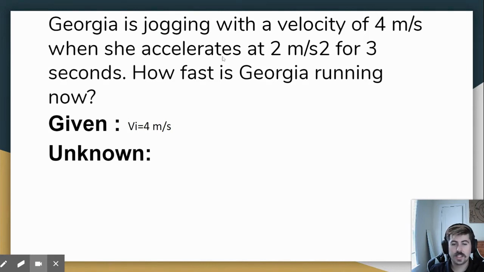Next, we know that she accelerates at 2 meters per second squared because of the units, and it also says acceleration. So we know acceleration is 2 meters per second squared. Finally, it gives us 3 seconds. You should know that the unit for time is seconds, so we have time as well. And then to find the unknown, we usually look to the question that's usually at the bottom. So how fast is Georgia running now? What is her velocity now? What is her final velocity? So that is how we find the givens and the unknown for a problem.